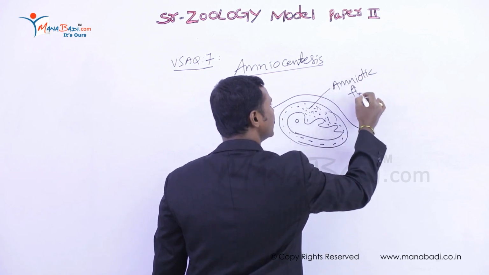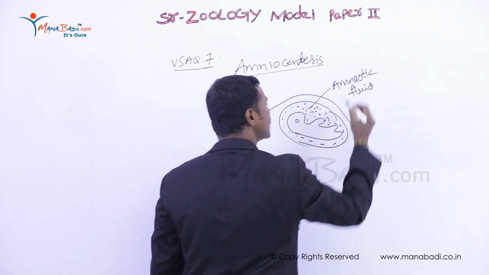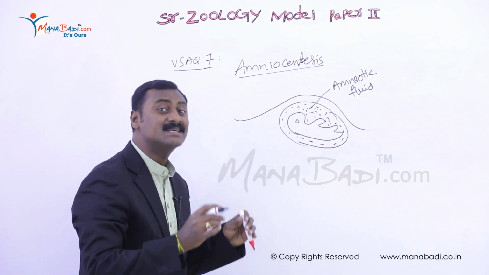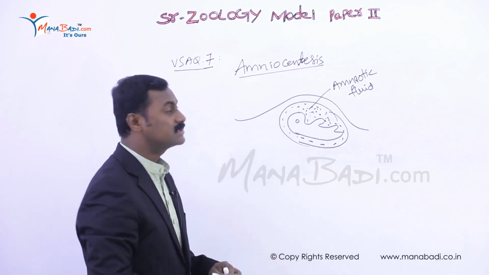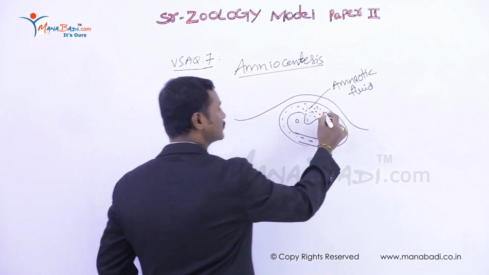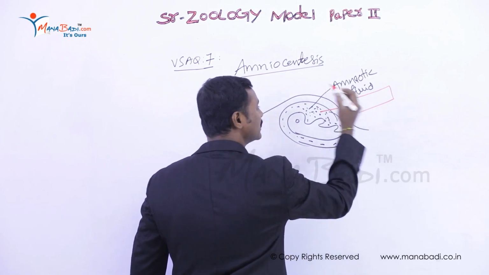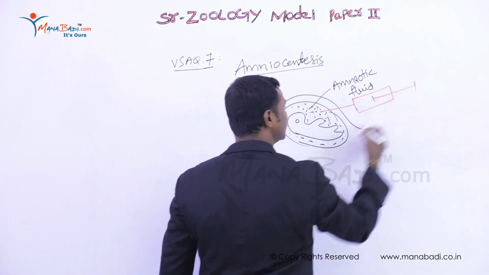This amniotic fluid contains some of the cells of the epiblast. That's why the doctor uses it to detect, or diagnose, genetic disorders.